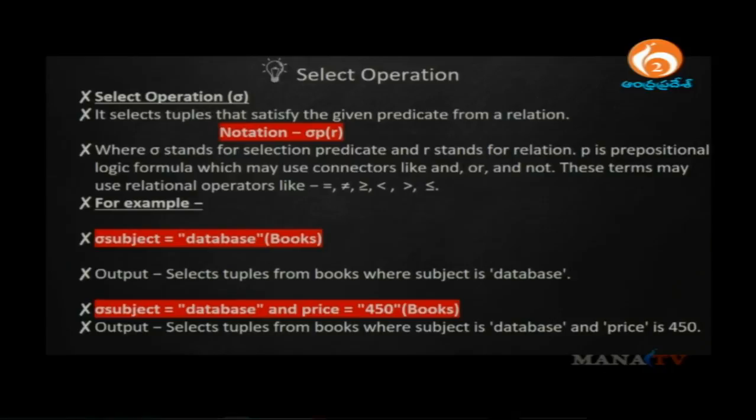So how would you get this particular part? See that: select the tuples from the books, right? Select the tuples from the books where the subject is database and the price is supposed to be 450.